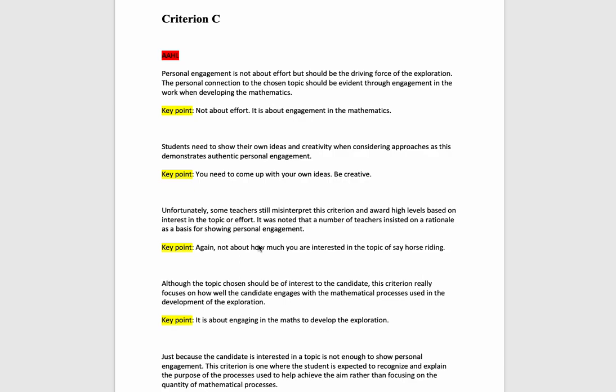Okay, criterion C. You see a lot of things repeated here, guys. It is not about effort. It is about the engagement in the mathematics. You need to come up with your own ideas and be creative.